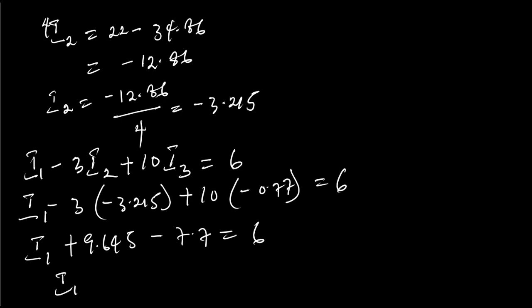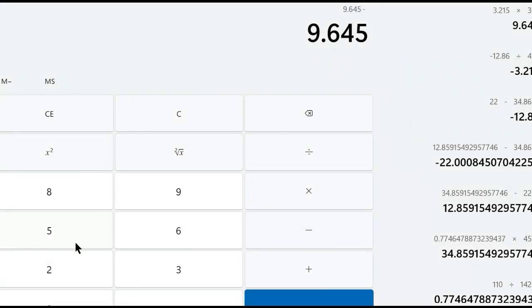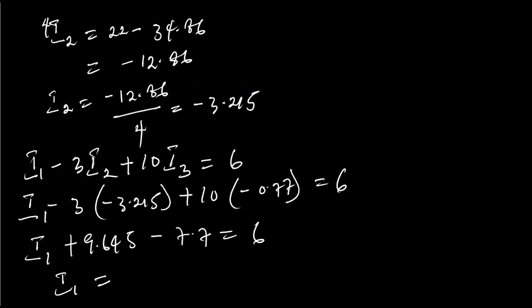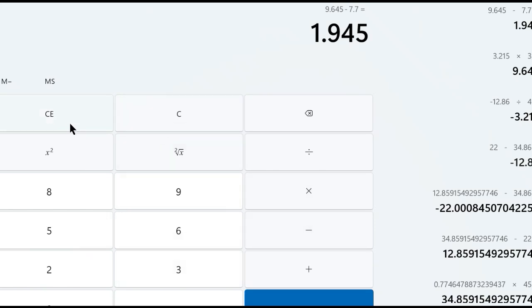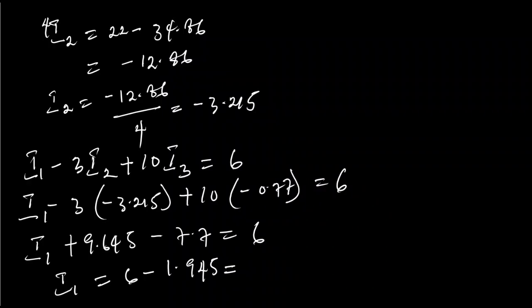So that I1 obviously will be equal to 6 minus, 9.645 minus 7.7, that's equal to 1.945. That will be equal to 6 minus 1.945, that's 4.055, which is approximately 4.1 amps.